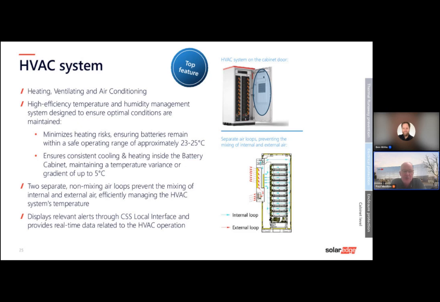It shows consistent cooling and heating inside the battery cabinet, maintaining a temperature variance range of up to 5 degrees. Two separate non-mixing air loops, so it is a fully looped system, with no mixing of internal and external air, and it displays relevant alerts with the CSS local interface. There's a local interface on the side of the unit as well, and it provides real-time data on the HVAC operation, so you can see if there are any issues or concerns with the operational aspects of the HVAC of the system. That'll be a serviced item that you would have on an ongoing basis.